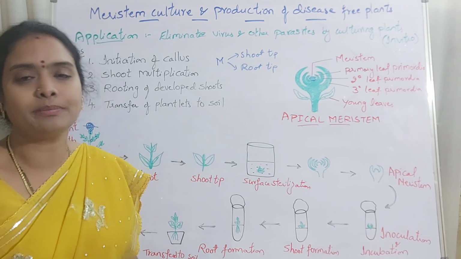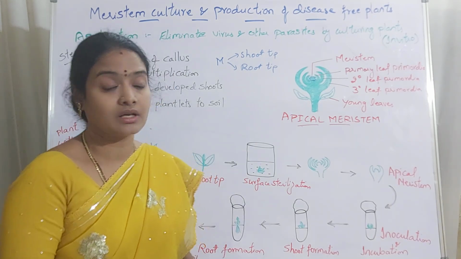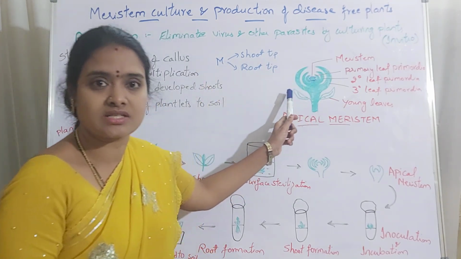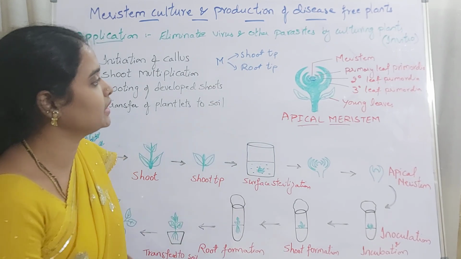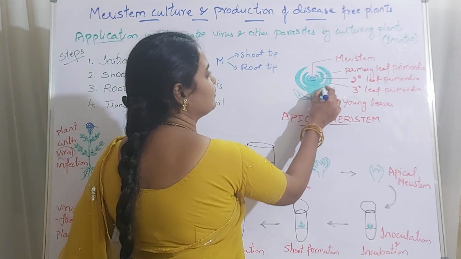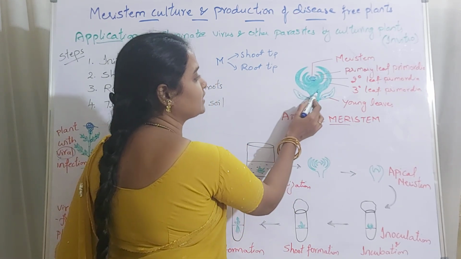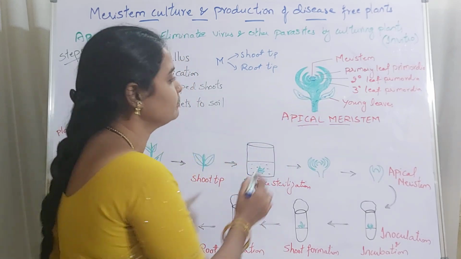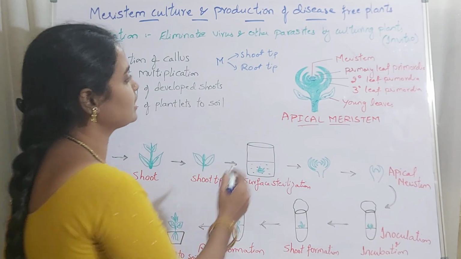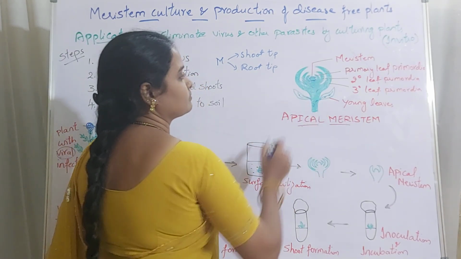Explant means any part of the plant body which can be used to produce a complete plantlet. But here we are making use of only the apical meristem so that there will not be any virus. The virus may be dividing and spreading to the younger leaf primordia, right, but not to this meristem, because by the time it reaches the apical meristem, the meristem will be growing in size, right. So there will not be any contamination in this particular region.